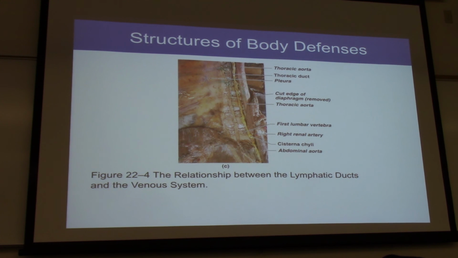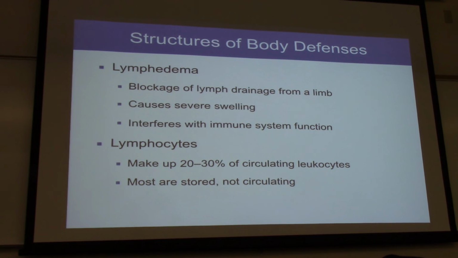Good question, though. Here's an autopsy picture of it. This is the aorta right here next to it. Here's the thoracic duct, this thing shown in yellow. I assume that's it. Yeah. Lymphedema is what happens if you don't have these things working and you get swelling in your extremities.